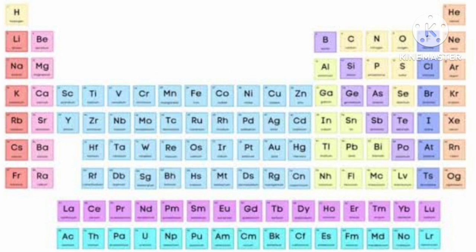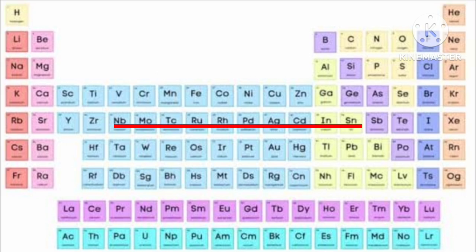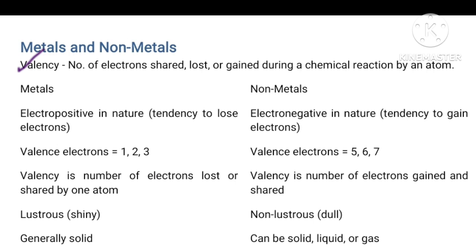Now we'll talk about the difference between metals and non-metals. And while we discuss the difference between metals and non-metals, we will be talking about the physical properties. First of all, before things begin, you can see on top there is this definition of valency. This definition must be memorized by all and understood. Now we'll discuss valency even more in detail when we are discussing ionic bond. So what is valency? Valency is number of electrons shared, lost or gained during a chemical reaction.